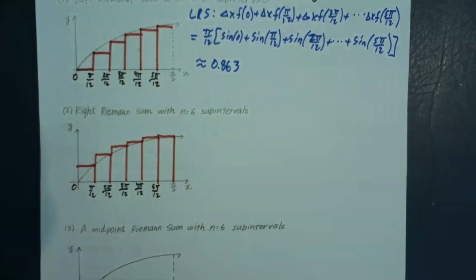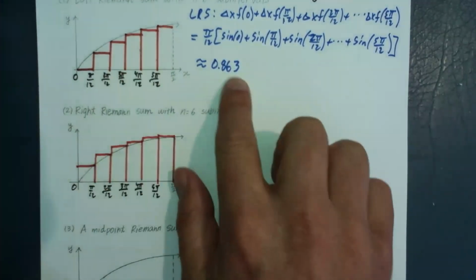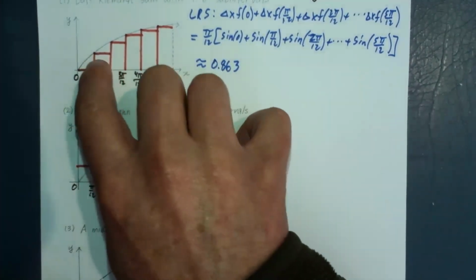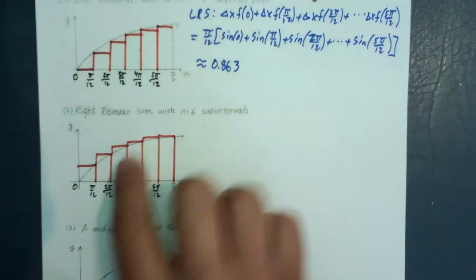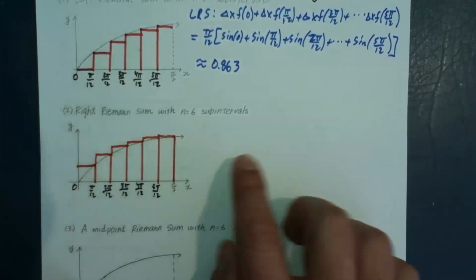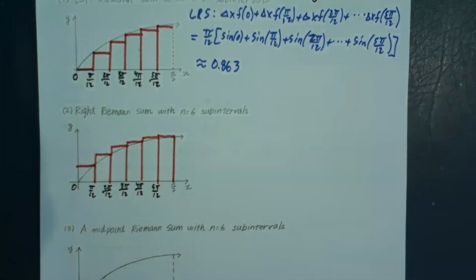And you can see for this one, we're definitely going to be undershooting that area. We have all this empty space that we're missing out on. Here, we're overshooting it for sure. So what value we get for this one is definitely going to be too large. And let's do the right Riemann sum.